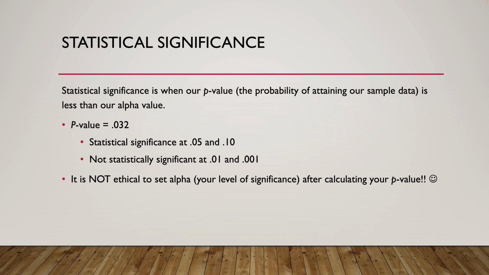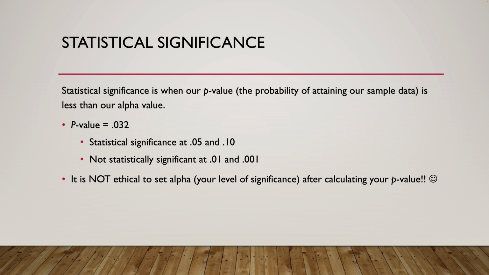Okay, so brief video. Just to review statistical significance: when our p-value, the probability of attaining our sample data given that the null hypothesis is true, is less than our alpha value. The alpha value for this class will always be 0.05, except in my stat lab problems where they may change that. But when we're writing things up in discussion forum posts and your final project and all that, 0.05.